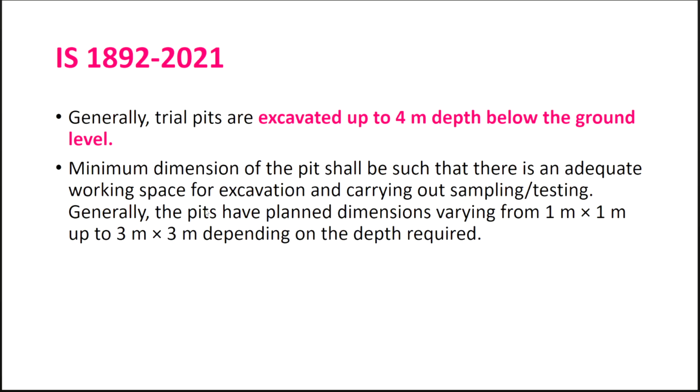Minimum dimension of the pit shall be such that there is an adequate working space for excavation and carrying out sampling and testing, etc. Generally, the pit have a planned dimension varying from 1 meter by 1 meter to 3 meters by 3 meters, depending on the depth required. This is an update I am just trying to give you. 2021 के अंदर में IS 1892 थोड़ा बहुत रिवाइज हो गया है. 2016 के बाद में कुछ प्रोविजंस और चेंज हो गए होंगे, तो I am giving an update of that.